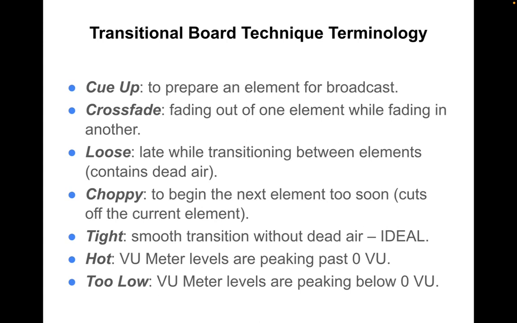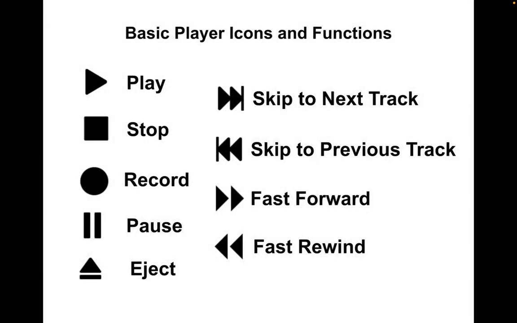If your technique is tight, that means the transition was smooth and did not contain dead air, which is the ideal technique. If your programming is hot, the VU meter levels are too high and overmodulated, clipping and peaking past 0 VU. If your levels are too low, they are peaking below 0 VU and are not loud enough. I've also included some universal player icons and their functions if you are unfamiliar with them. These are often displayed on playback equipment, sometimes in place of a written description.